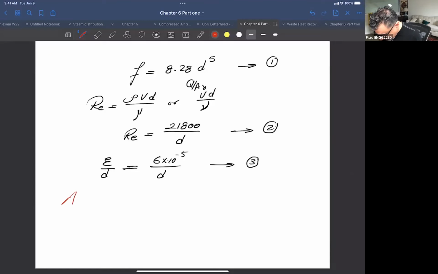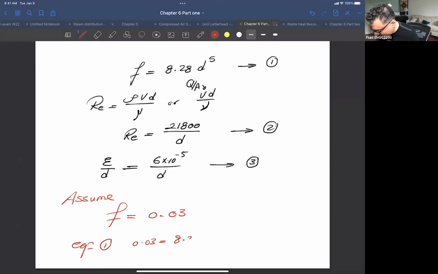So if we assume F to be, let's say, I just did it here as 0.03. So what I have to do in this case, if I assume F is 0.03, then equation 1: F is 0.03 equal to 8.28 D to the power 5. So D here can be determined as 0.325 meters.